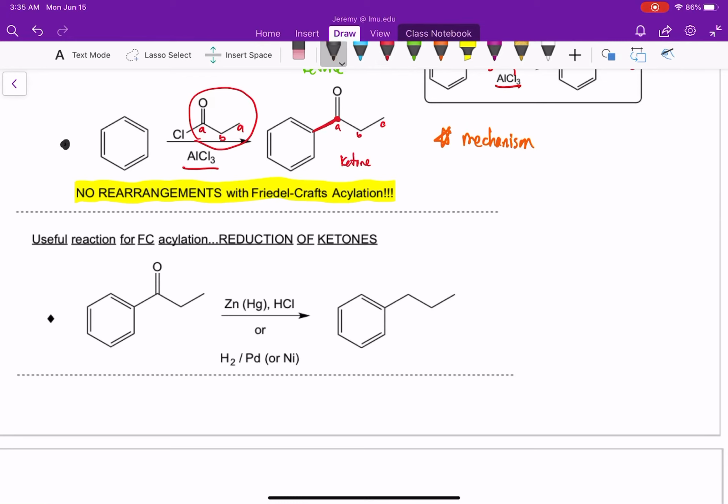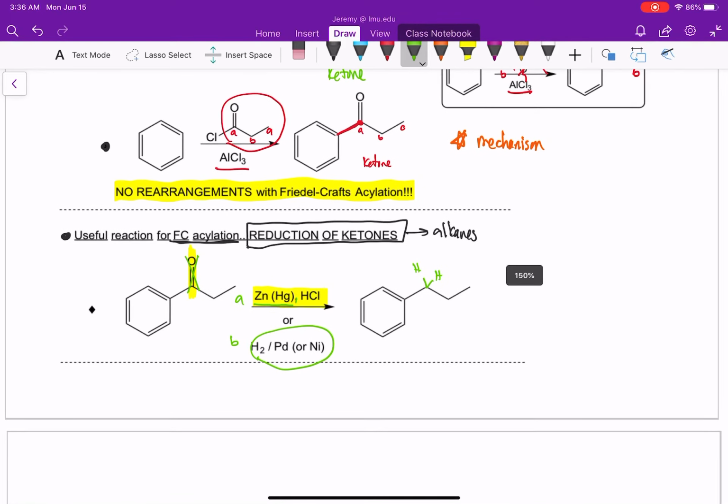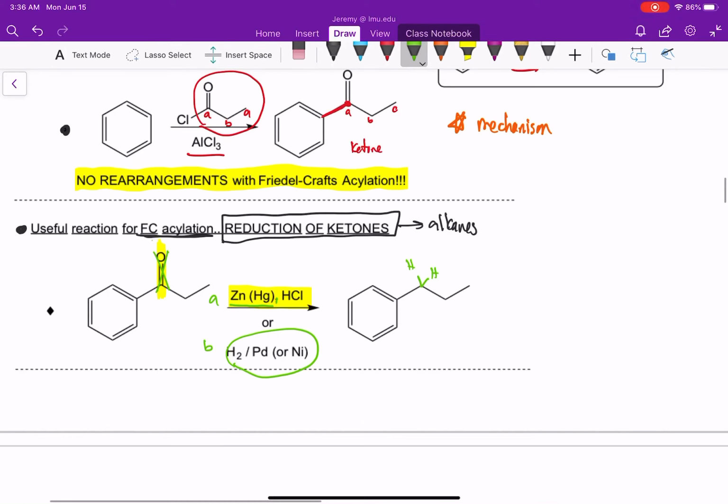The last reaction is not an EAS reaction, but it's very useful when we're talking about Friedel-Crafts acylation. So we can reduce our ketones to alkanes. So if you have an aromatic ketone, there's two ways to do this. You can treat this with a zinc-mercury amalgam. So Zn(Hg) means you have an amalgam, Zn(Hg) and HCl, or you can use hydrogenation, H2 and palladium or H2 nickel. So there's two ways to do this, either or. That will get rid of the C double bond O and replace that with two hydrogens. All right. And we'll see this is, again, not an EAS reaction, but it's useful to use after you use Friedel-Crafts acylation. Okay, so these are the basic five reactions we need to know.